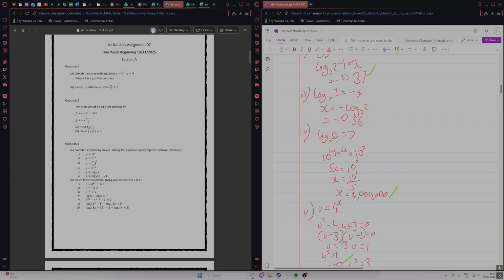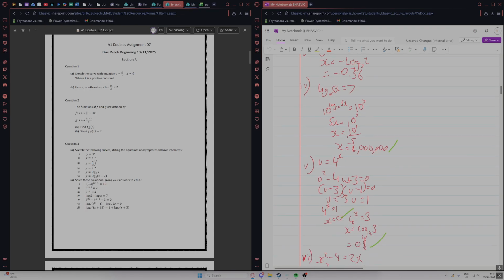Number 4, you just combine the logs and say that, here I raised them both to the power of 10, because if you have something to the power of log base something, and they're the same, then you can just cancel the log out. So you just get 5x equals 10 to the 7, and that's the answer.